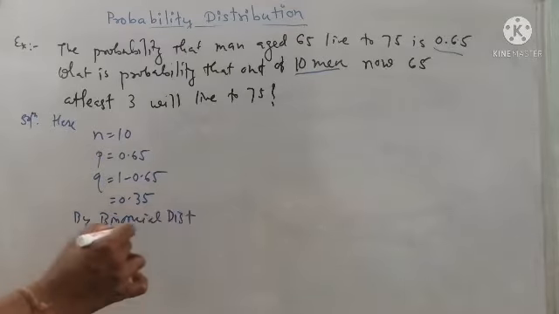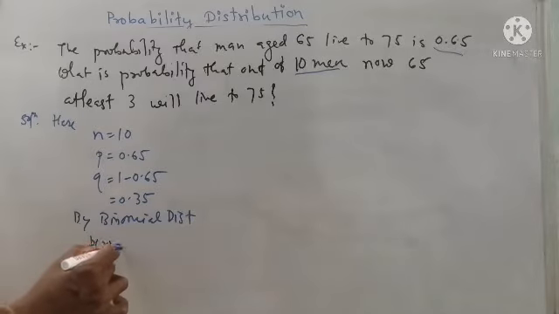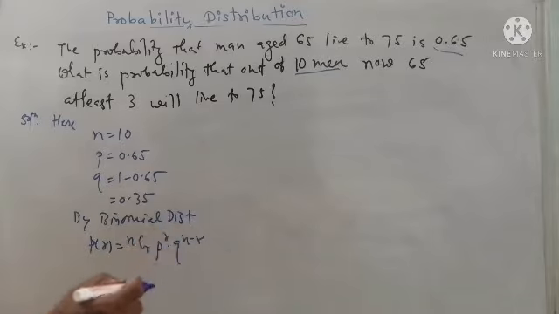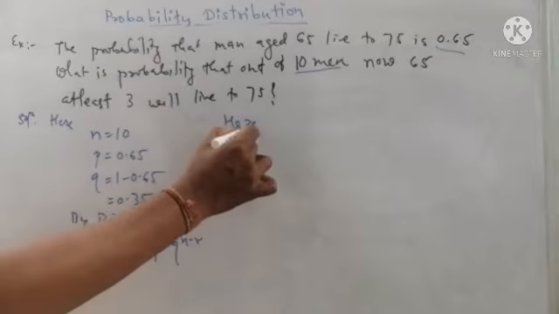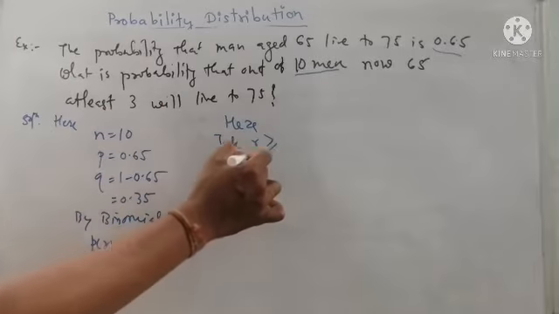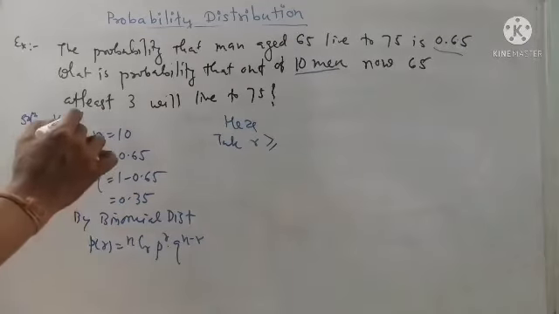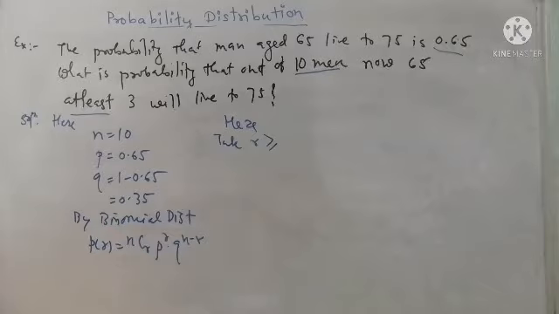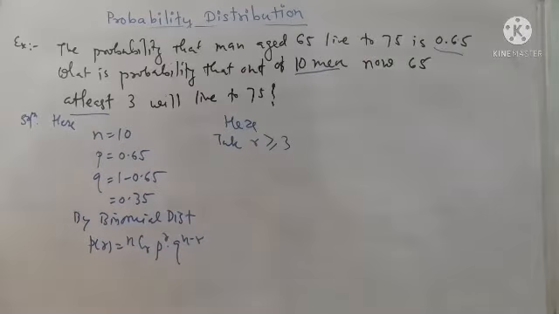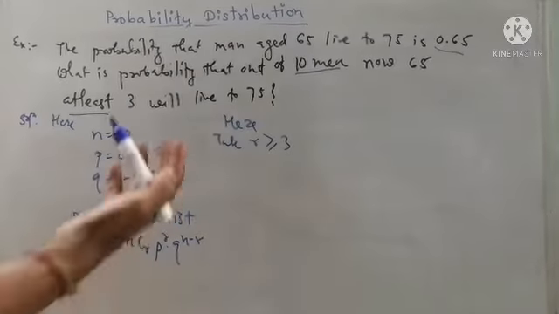We evaluate the probability of R successes as nCr P raised to R into Q raised to N minus R. Now here, as we have to take R at least 3, as we know if at least is given, we use the inequality greater than or equal to. Here R is greater than or equal to 3, so R has values 3, 4, 5, 6, 7, up to 10.